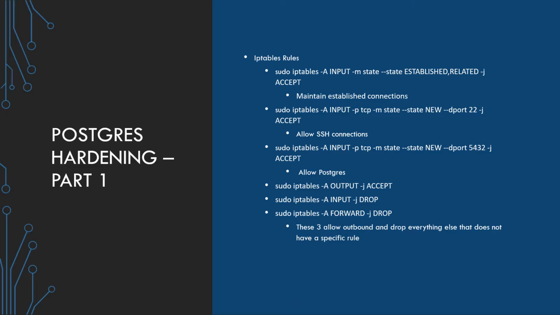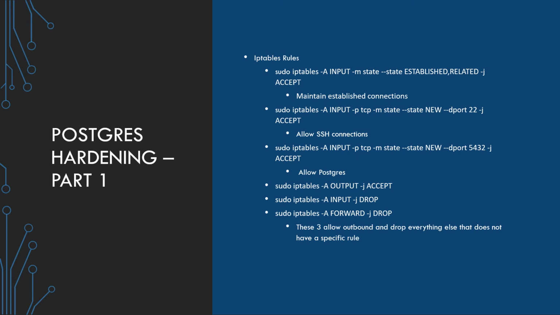Okay, Postgres hardening part 1: IP table rules. A lot of the hardening does come down to IP table rules and just rules in general. It's either the Postgres configuration file or IP table rules, your two biggest ways to harden Postgres.